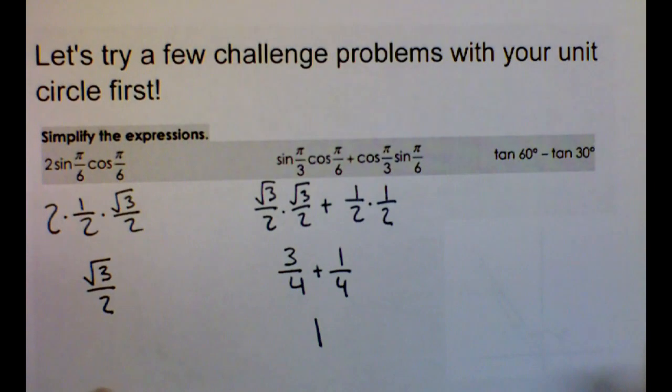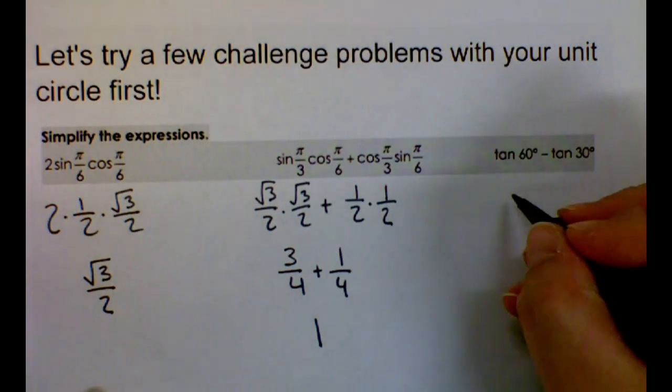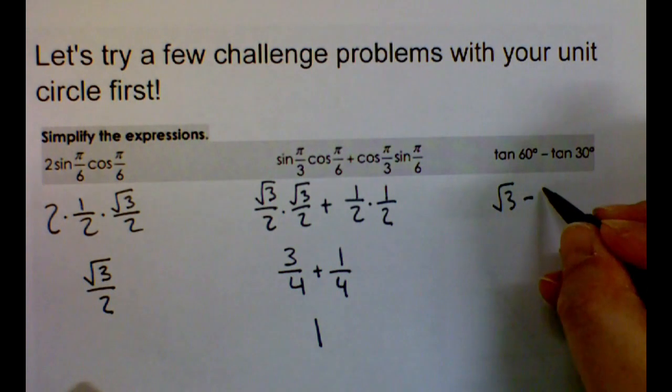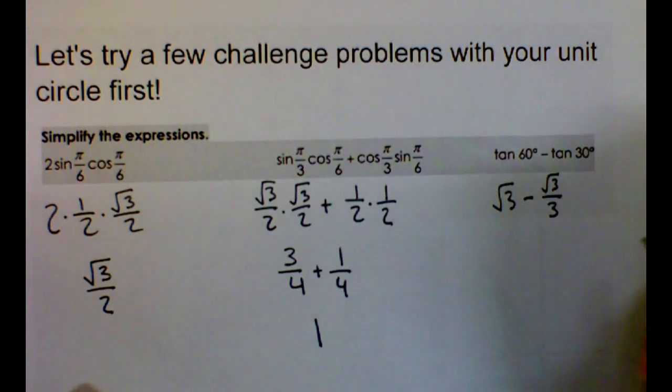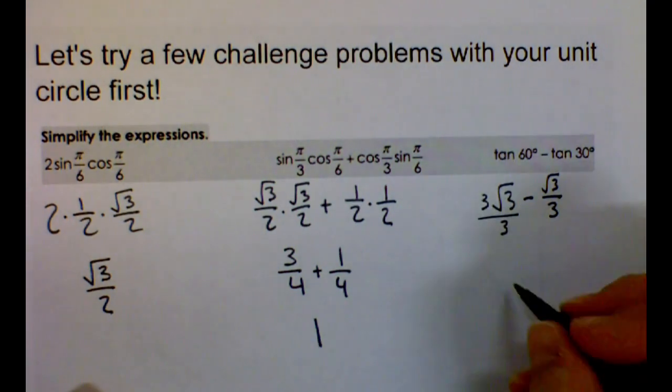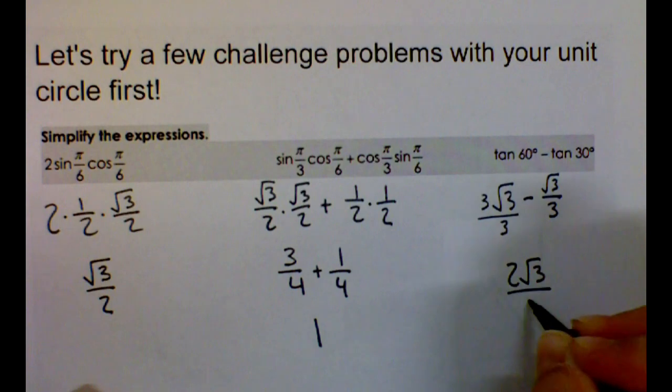And tangent of 60 minus tangent of 30. The tangent at 60 degrees is square root 3. The tangent at 30 degrees is square root 3 over 3. So let's make this common denominators. We get 2 square root 3 over 3.